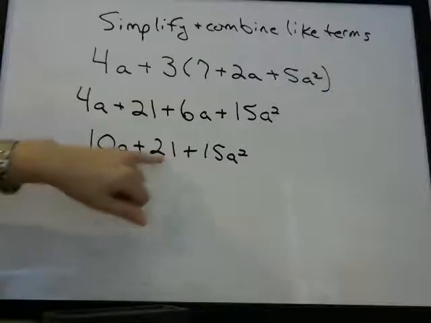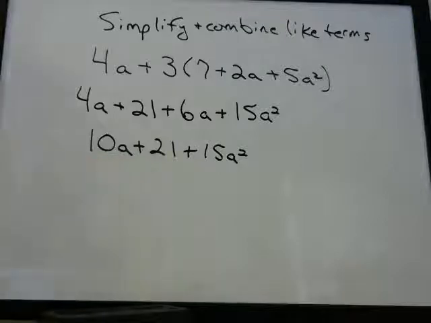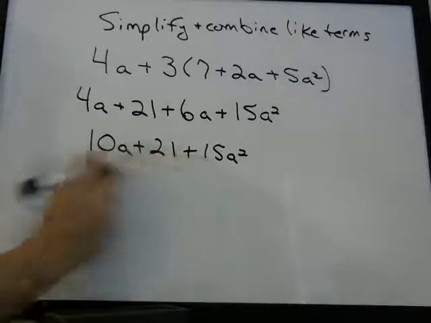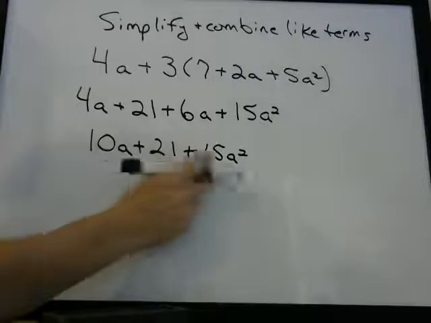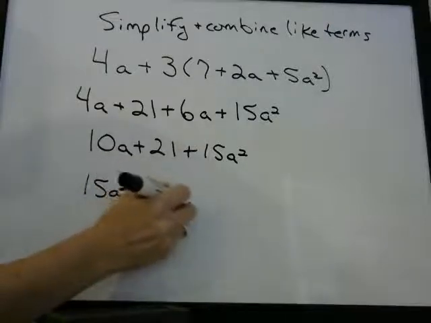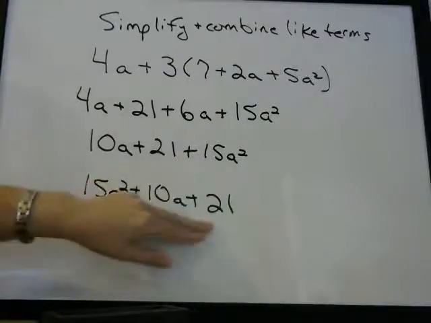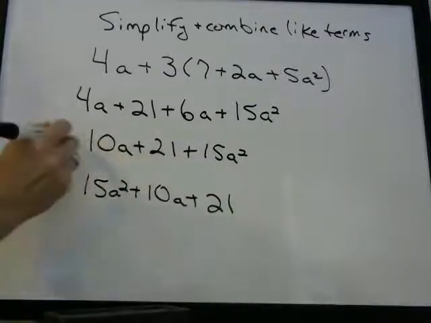Now remember the commutative property, which again is in that same video from June 29th of 2014, called Mathematical Properties. They might switch these around because in addition, it doesn't matter the order you write them. So the answer may show up something like this: 15a squared plus 10a plus 21. These two are the same.